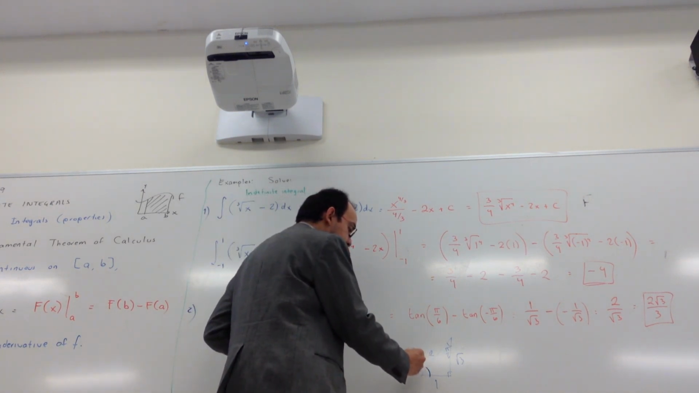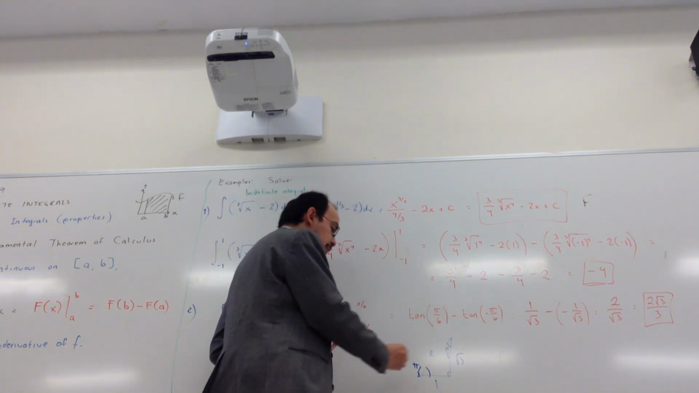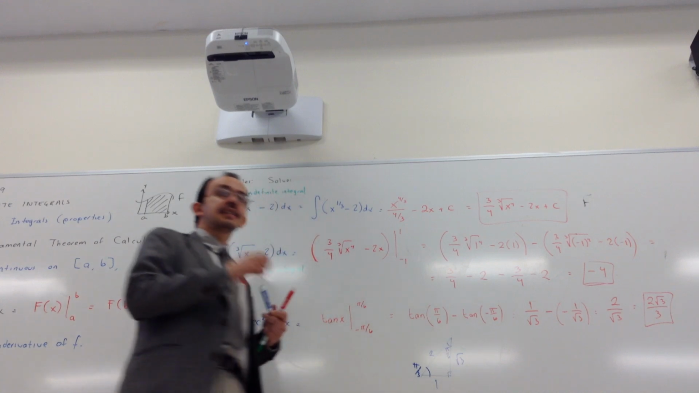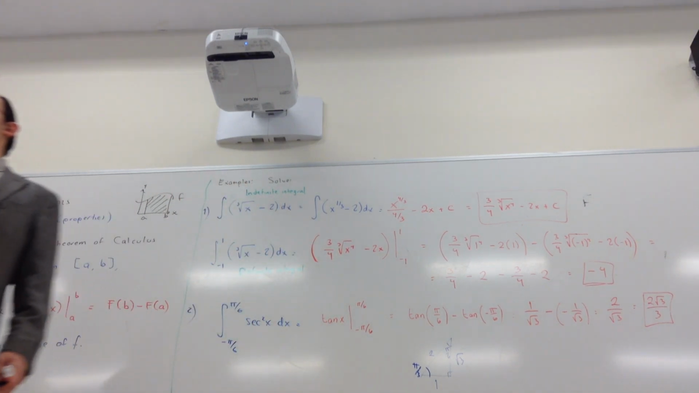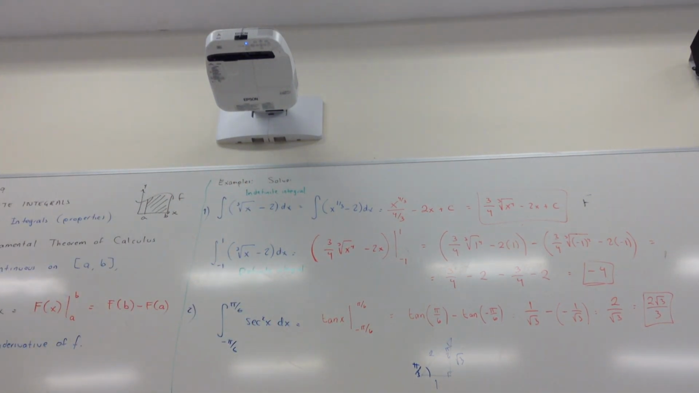Because this angle is pi over 3. Remember, we have a special triangle for 60 and 30. Pi over 3 is 60. Pi over 6 is 30. So that will be the measurement we get. It's a special triangle. Okay.